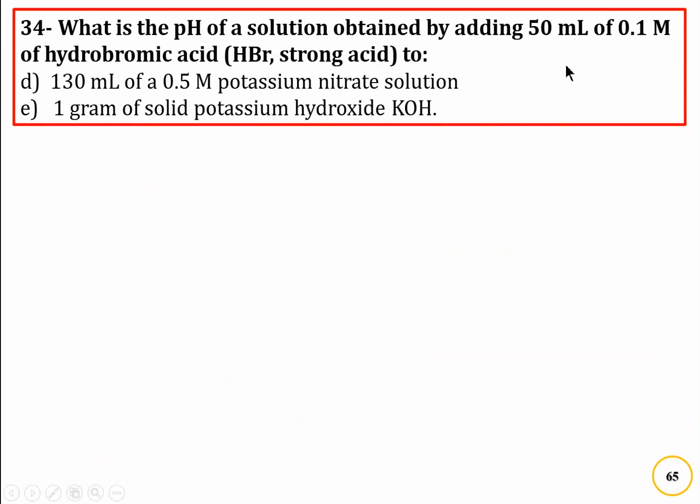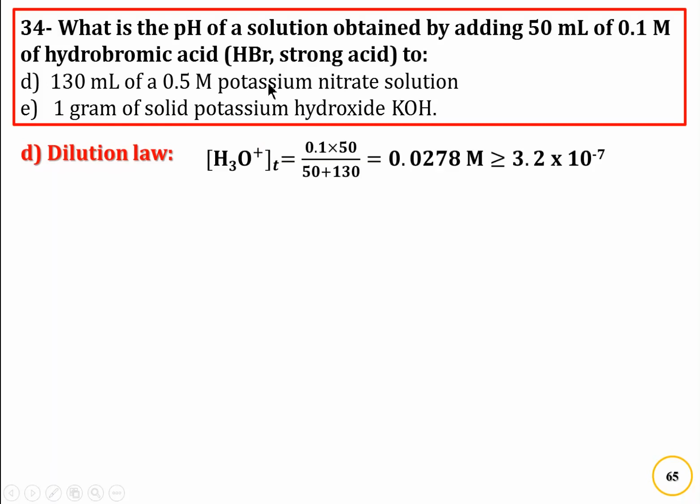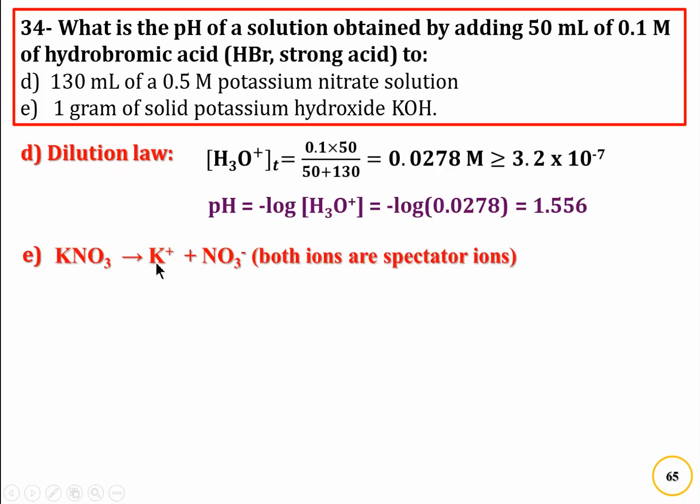What is the pH of the solution obtained by adding the strong acid to potassium nitrate? Potassium nitrate is a salt, a strong electrolyte that will dissociate to K plus and NO3 minus. And K plus and NO3 minus are both spectators. So K plus would not affect the HBr since there is no reaction, and the same for NO3 minus, no reaction with HBr. So the effect of the potassium nitrate added is the dilution effect.